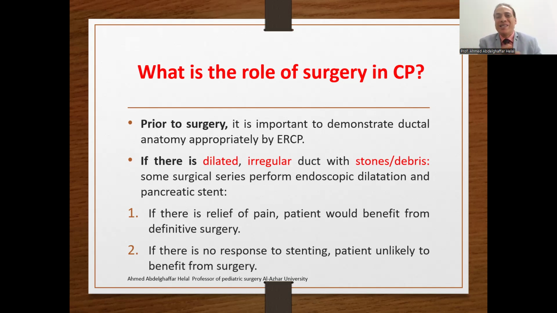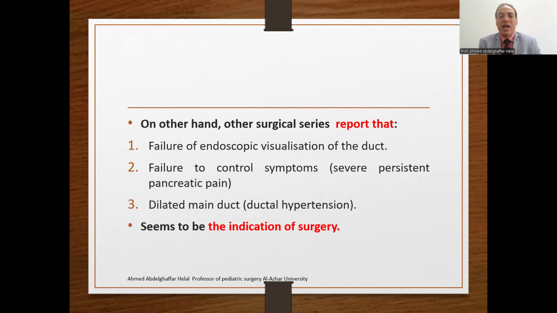However, this school is not uniform, and other series and other pediatric surgeons claim the opposite, that failure of the endoscopic approach, failure to control the severe pain, or the presence of a dilated main duct or ductal hypertension seem to be the indication for surgery. So some claim that you first try interventional or endoscopic dilatation and stent. If the patient shows some improvement, proceed to surgery. Others said no.